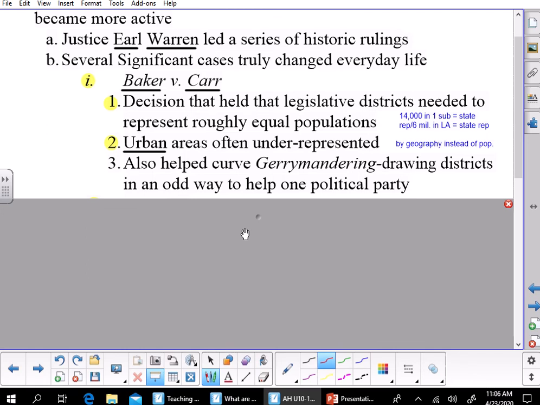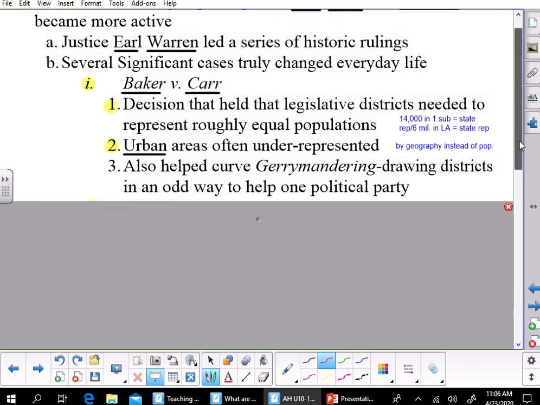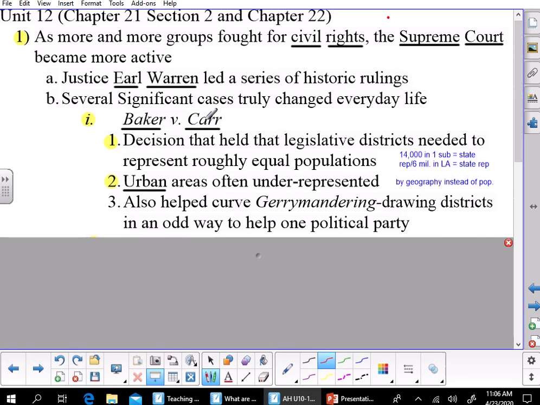So that's our only case today, Baker versus Carr. Again, I remember that case by that name, Carr. Oh, I hop in my car and I drive around my voting districts. These are the weird mind games I play with myself to remember these cases.